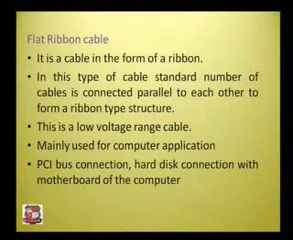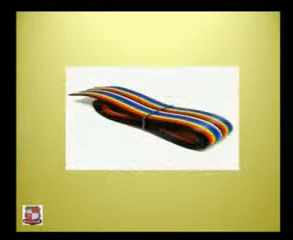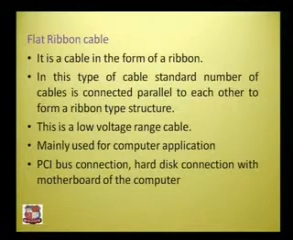The next cable is the flat ribbon cable. You have seen it in computers, for floppy disks or CD drives, where this kind of cable is used. It is a cable in the form of a ribbon, so it looks somewhat like this. In this type of cable, a standard number of wires is decided, and only those wires are connected parallel to each other to form a ribbon type structure.